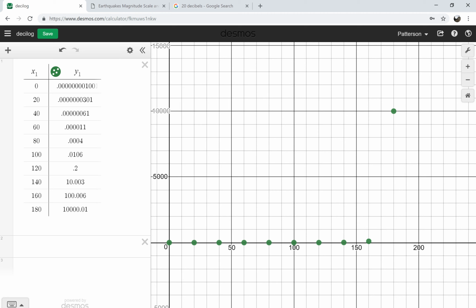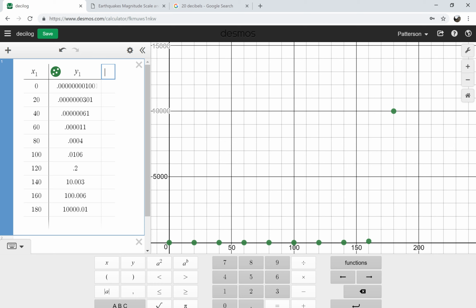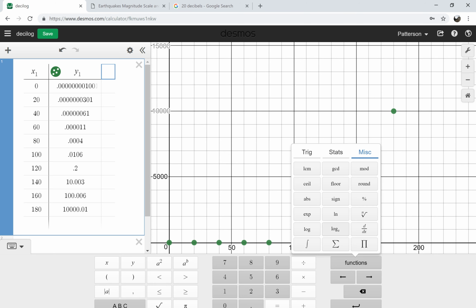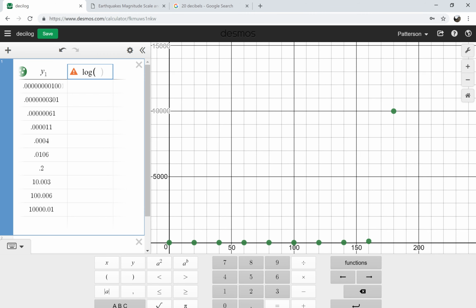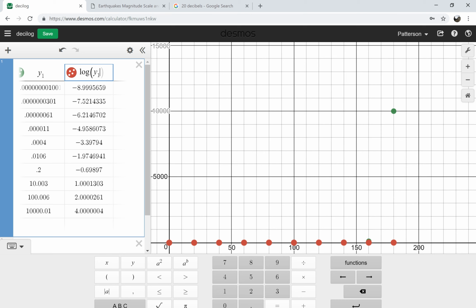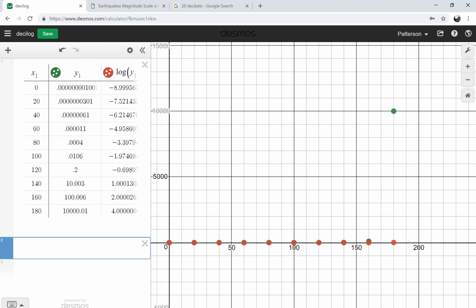So we're going to go over here to this next column. There we go. And I'm going to type in the log of y1. So I'm going to go y1. Now when I do that, I get a much different graph here. All right, now I'm just getting this straight line. So let's undo this.